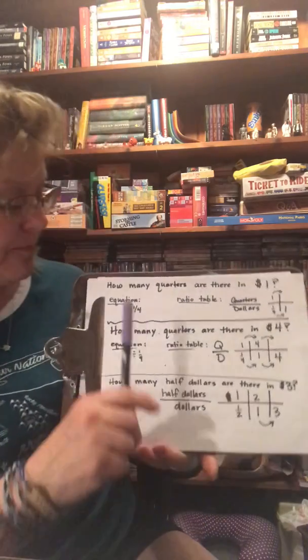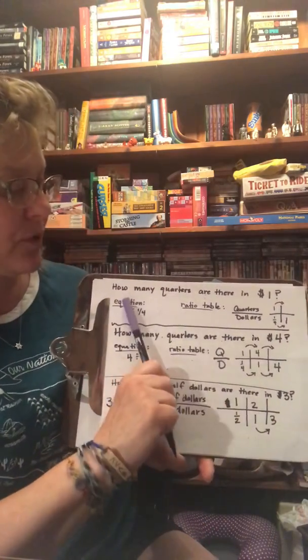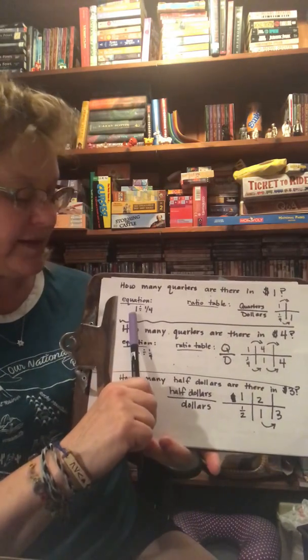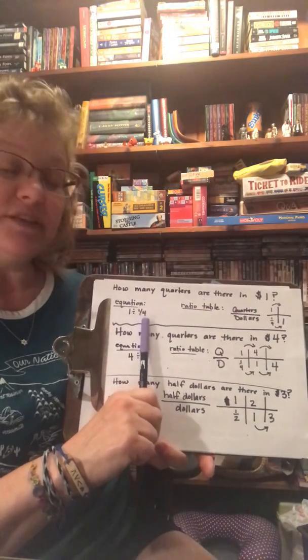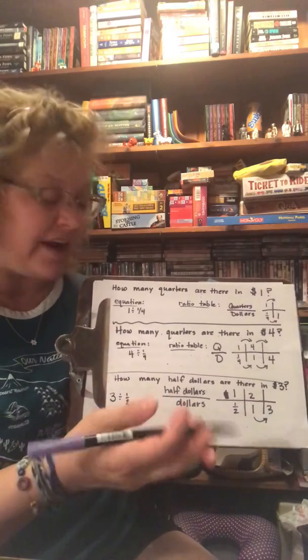So, first thing we need to do is we need to write our equation. And in this particular one, I know I need to take the dollar, all right? That's what I take, $1, and I'm breaking it down or dividing it into quarters. And a quarter is 1/4, right, of $1.